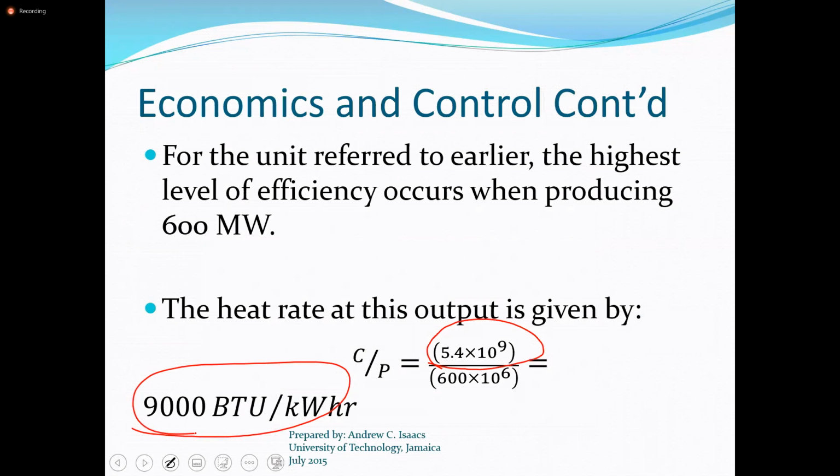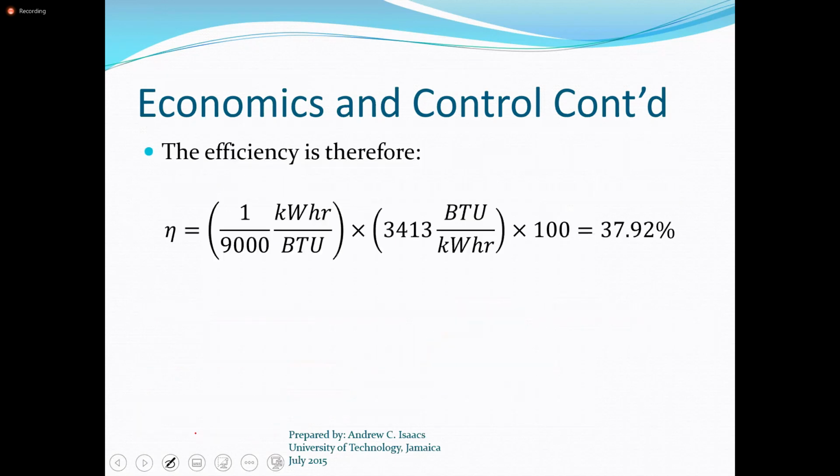And if we now convert this, the conversion factor of 3413, what we get is an efficiency of 37.92. Now, on the surface, that seems very low, but just take it from me that this is an extremely good level of efficiency for a thermal plant.